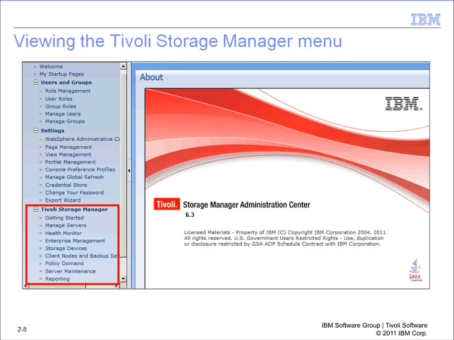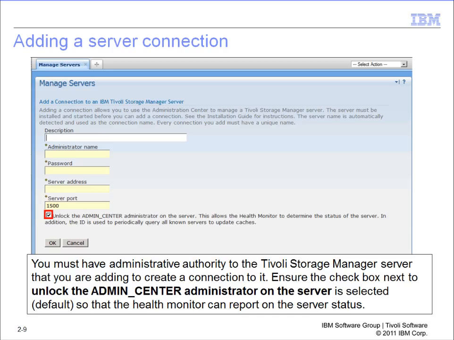The opening screen shows the navigation on the left and the main pane in the center window. Expand the Tivoli Storage Manager list by clicking the plus sign, and you can see the tasks you can perform with Tivoli Storage Manager. One of the first steps we'll do is add a server connection. When you start with your Administration Center after installing it, it doesn't know about any of your TSM servers. So you'll go to Manage Servers and then add a connection. You'll be doing this in your lab exercise.